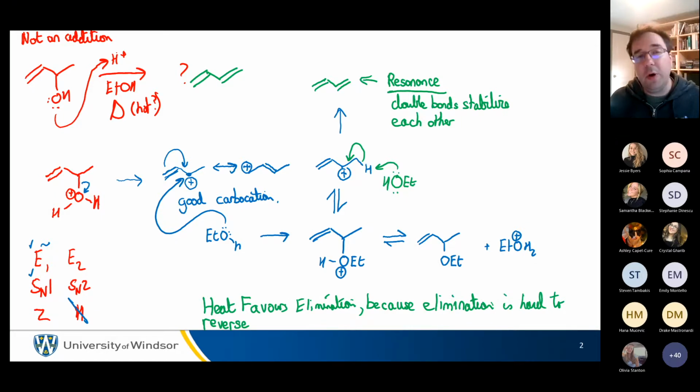The reason you get both and it's a mess is why nobody uses SN1 reactions to do anything, because you lose control of the situation so easily.